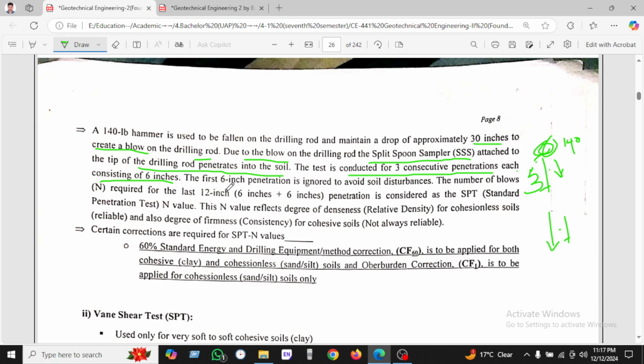The first 6 inch penetration is ignored to avoid soil disturbance, and the number of blows N required for the next 12 inches, 6 plus 6 inches, is considered the SPT, standard penetration test, N value. It reflects the degree of density, which is the relative density of cohesionless soil, reliably. It also reflects the degree of firmness, which is the consistency of cohesive soil, not always reliable.